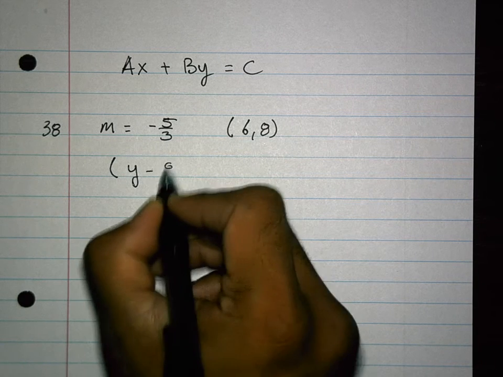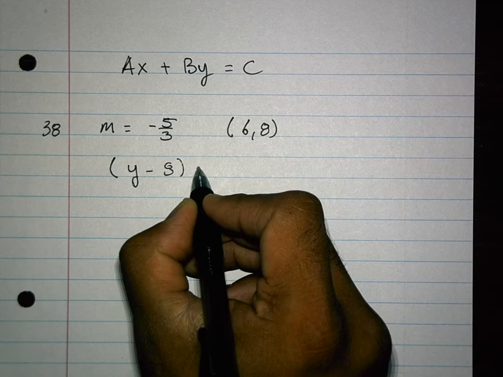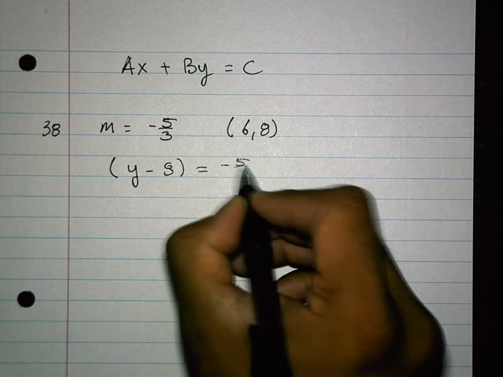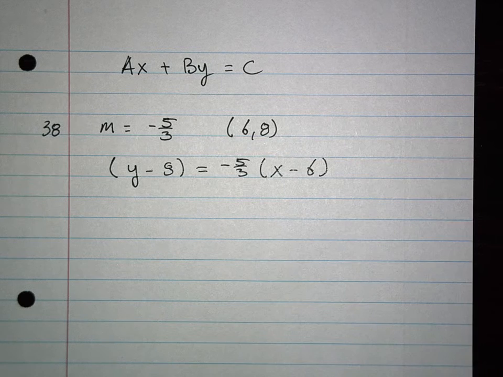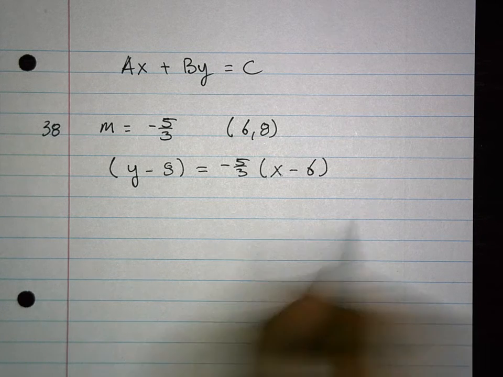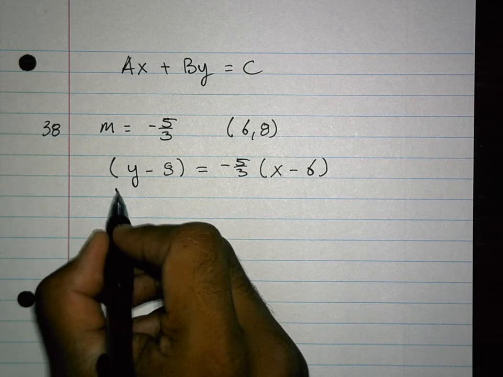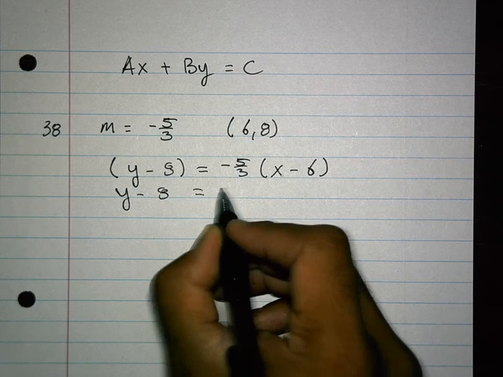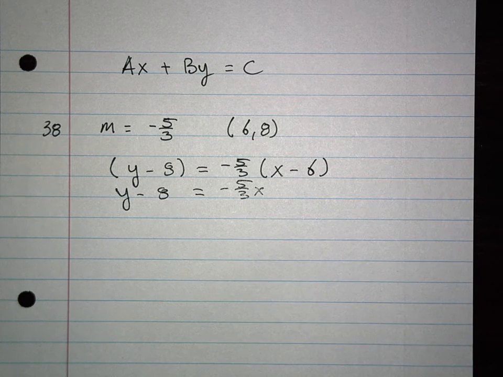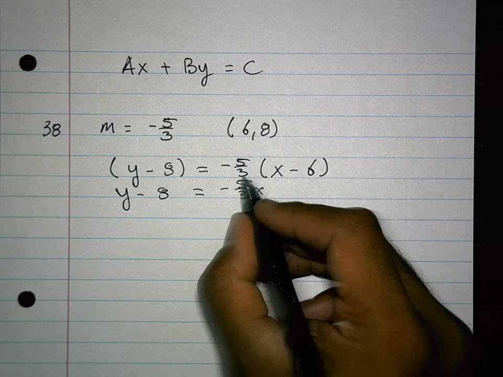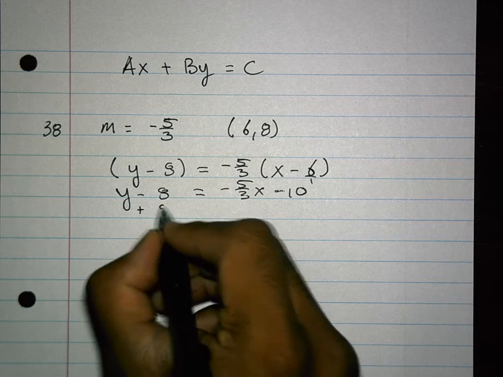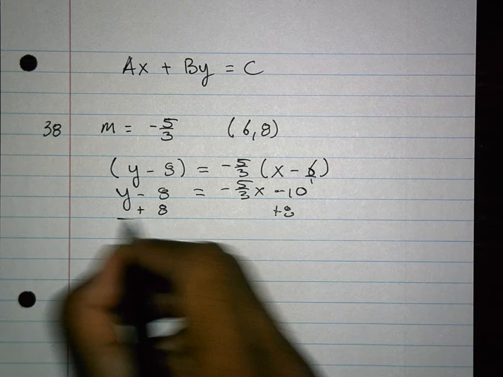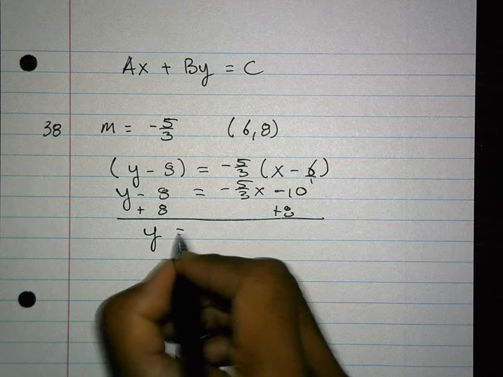So it's y minus 8 equals -5 over 3 times x minus 6. And then I'm going to go ahead and simplify a little bit and say y minus 8 equals -5 over 3x. And then I think I'm putting that over 1, and that gives me -10. I'm going to go ahead and add 8 to both sides, put it into slope intercept form.